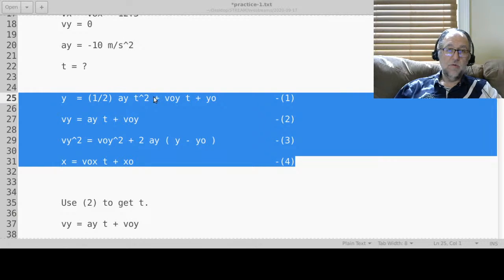You don't know time and you don't know Vy. You have to go to equation number 1. Equation number 1 is the one that'll give it to you, okay? And then equation number 3 can't be it either because it's got no time in it, okay?